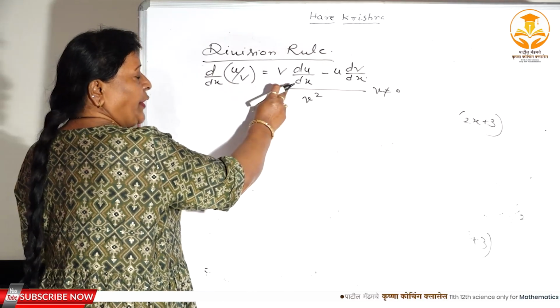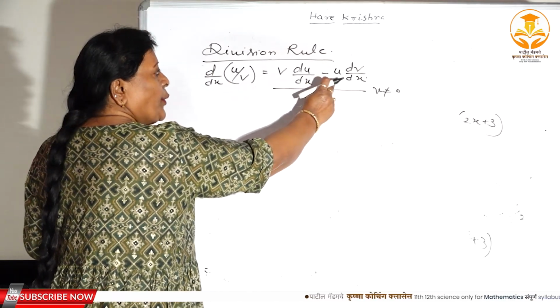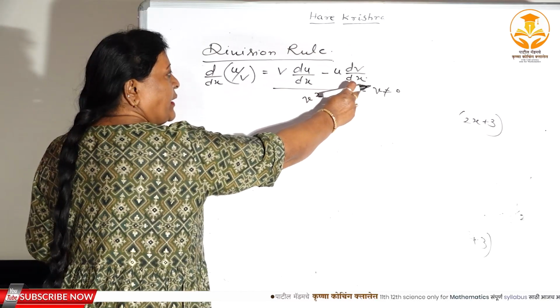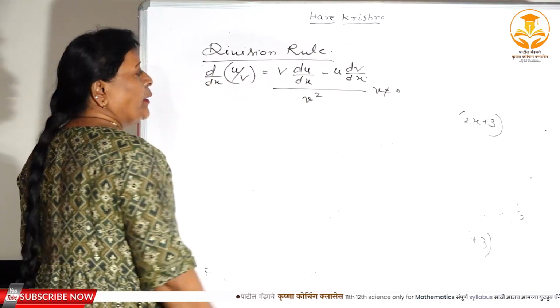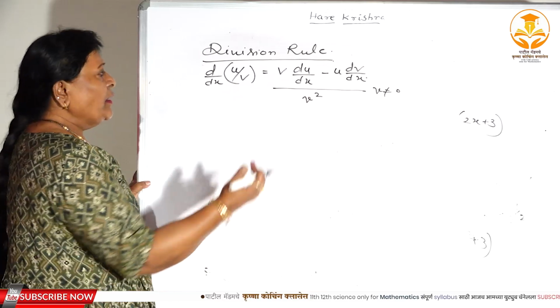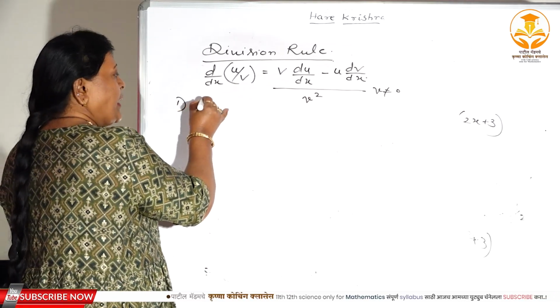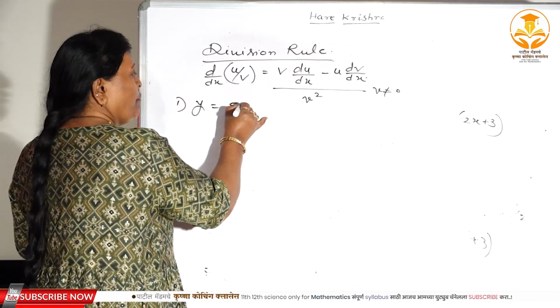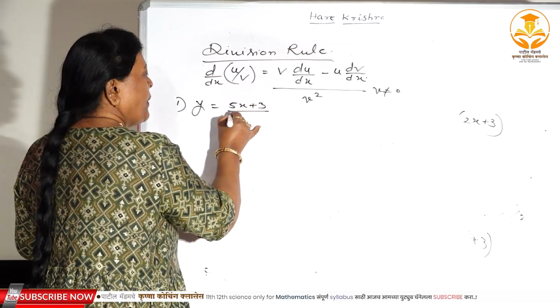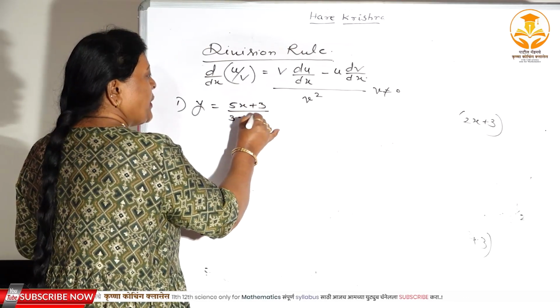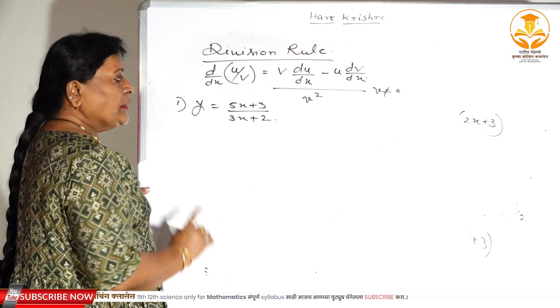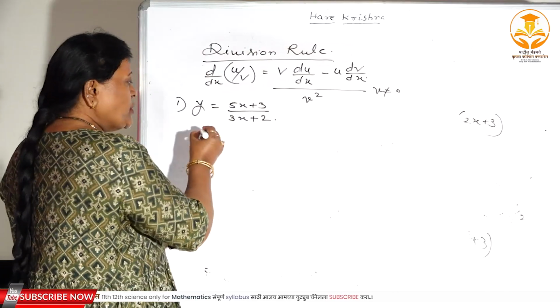Take the derivative of the numerator, minus numerator remain as it is. Take the derivative of the denominator, divided by denominator square, right? One simple example I will take. y is equal to (5x plus 3) divided by (3x plus 2), isn't it? This is one simple example. Now see what you have to do.